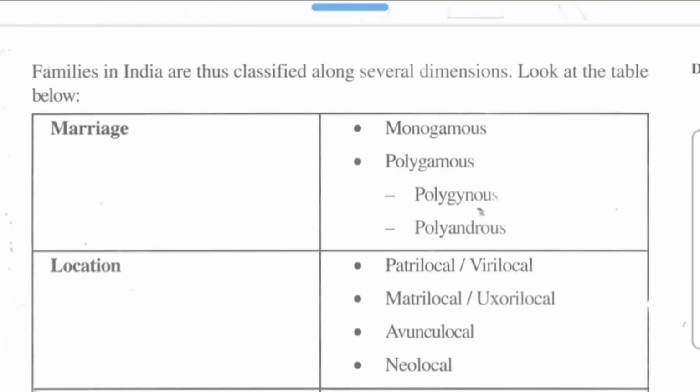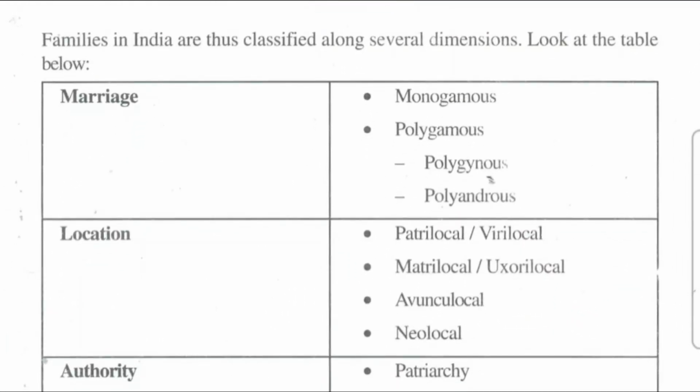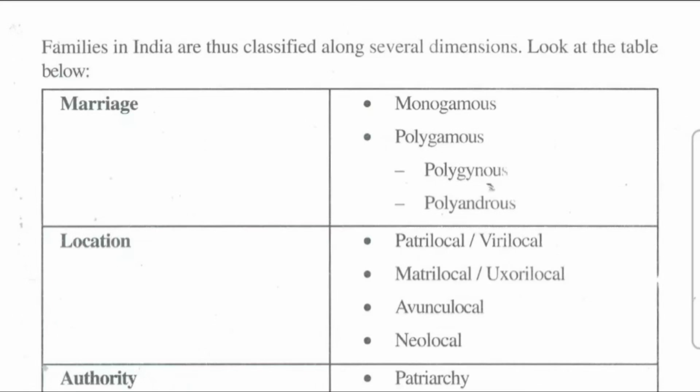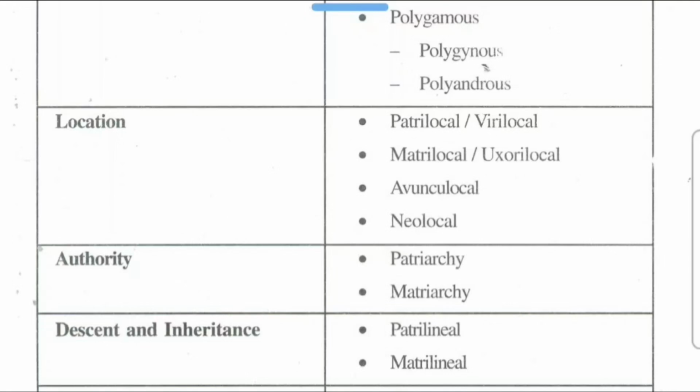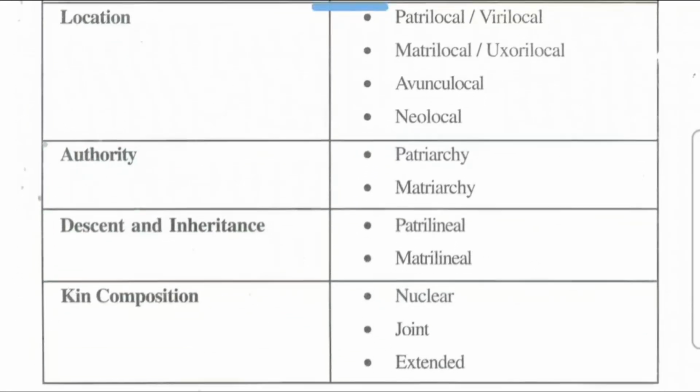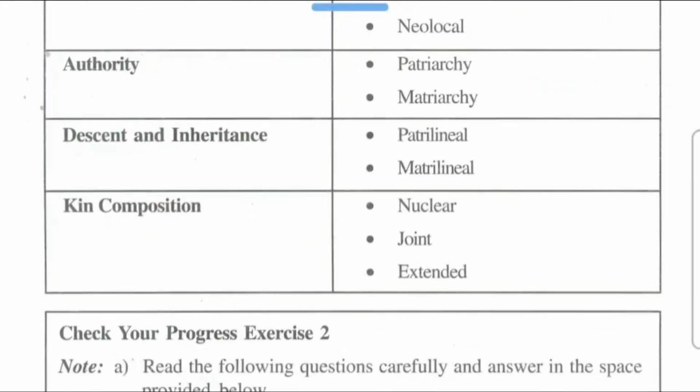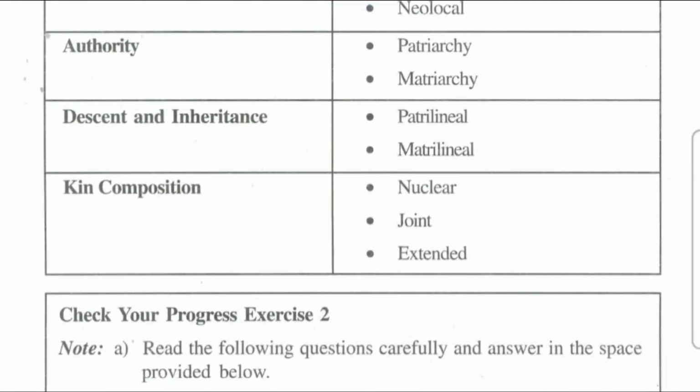Families in India are thus classified along several dimensions. Look at the table below. Marriage: monogamous, polygamous, polygynous, polyandrous. Location: patrilocal, virilocal, matrilocal, uxorilocal, avunculocal, neolocal. Authority: patriarchy, matriarchy. Descent and inheritance: patrilineal, matrilineal. Kin composition: nuclear, joint, extended.